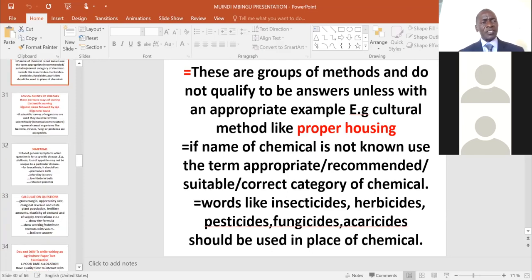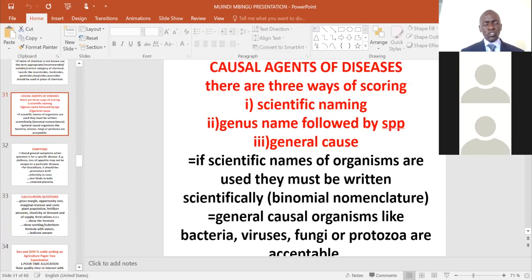You may also be asked to give the causal organism for a given disease. For example, name the causal organism for Nagana in cattle. Well, we are aware Nagana, also known as trypanosomiasis, is transmitted by tsetse flies. So in answering that question, name the causal organism.